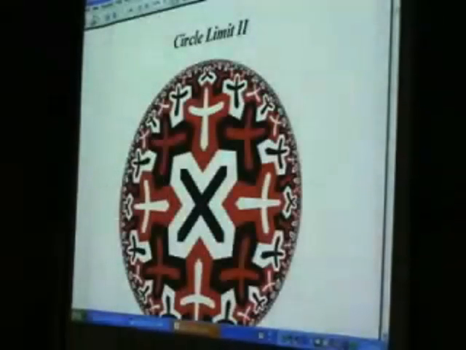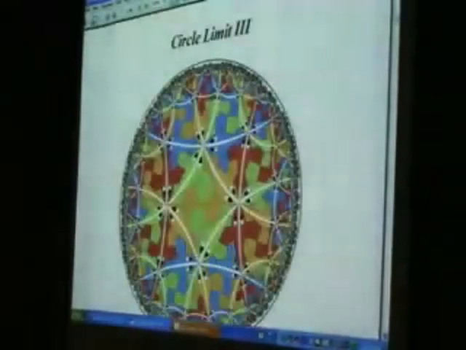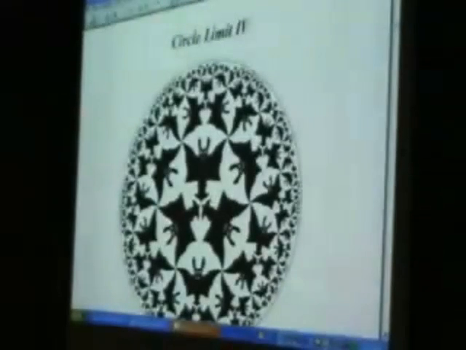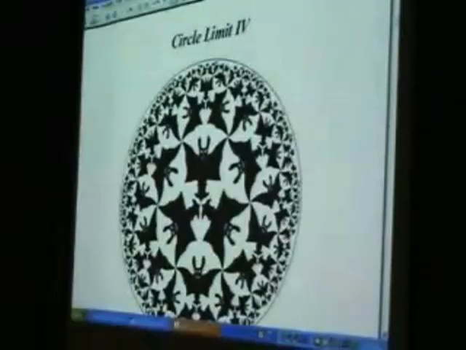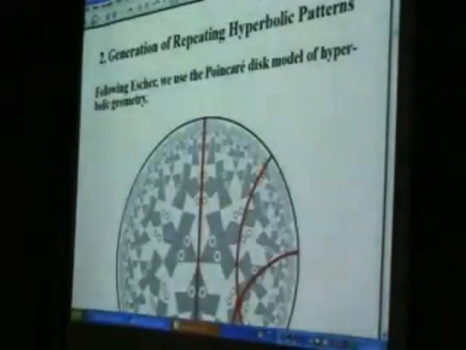This is his least well-known Circle Limit 2 pattern. And here is his most famous circle limit pattern, Circle Limit 3. And then this is the only pattern, this pattern of angels and devils, that he realized in each of the 3 classical geometries: spherical, Euclidean, and hyperbolic. So that's the history. How do we generate these patterns?